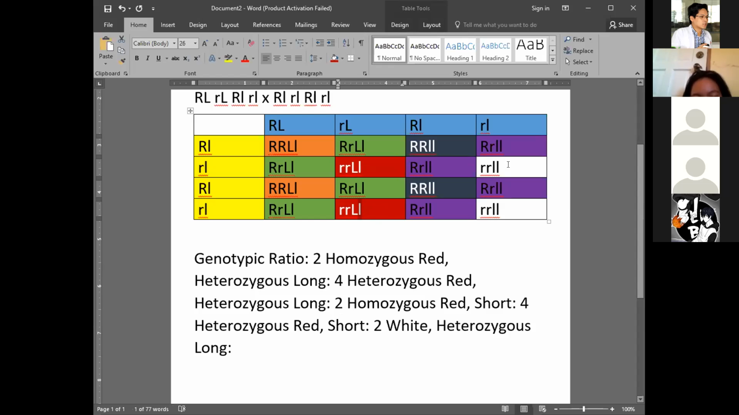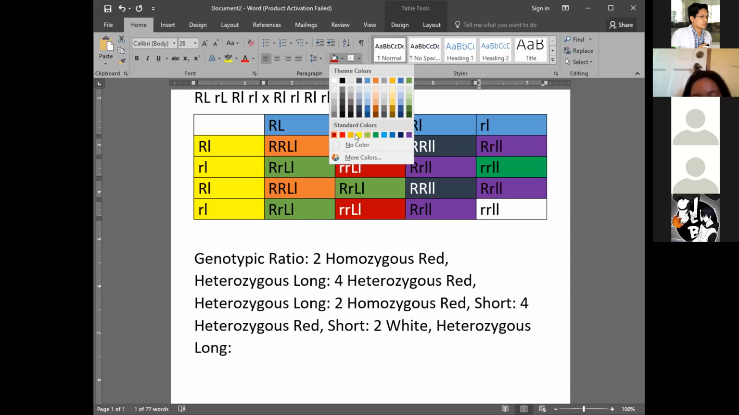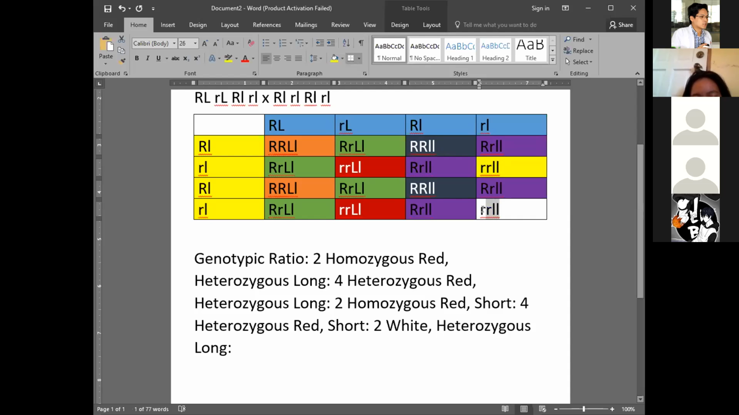And the last one. What is this allele? Two, what is that? Two white, short. Okay. So this is now our genotypic ratio.